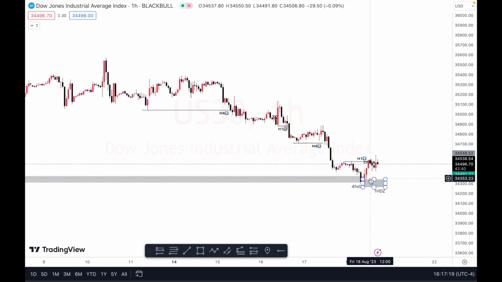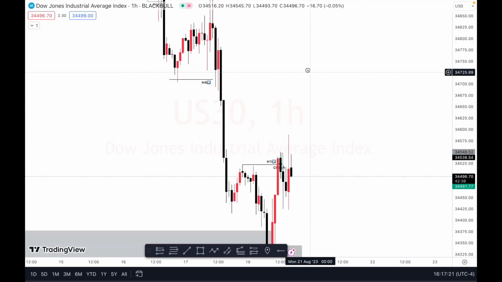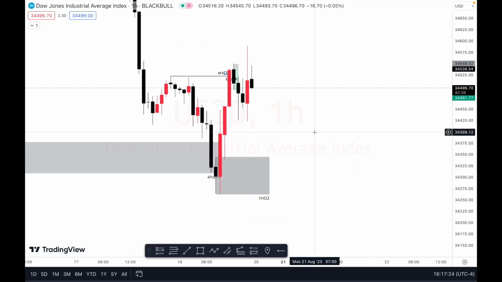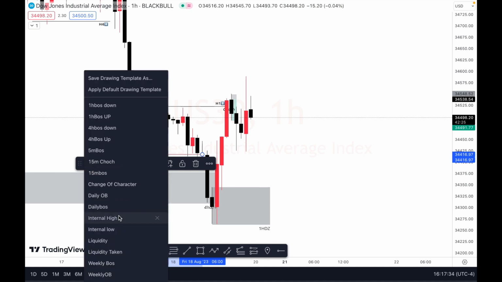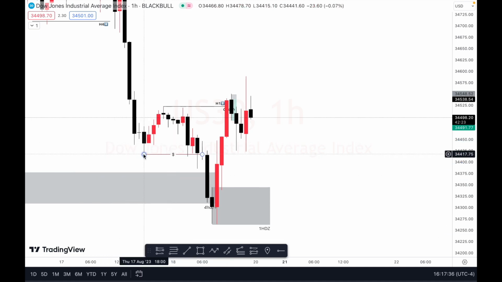Now I'm gonna go to the hourly. So now on the hourly, right? US 30 pushed up a little bit. You see, we went up, came back down. Now, I wouldn't consider this a break of structure. I would consider this a liquidity sweep. So this is a liquidity sweep.